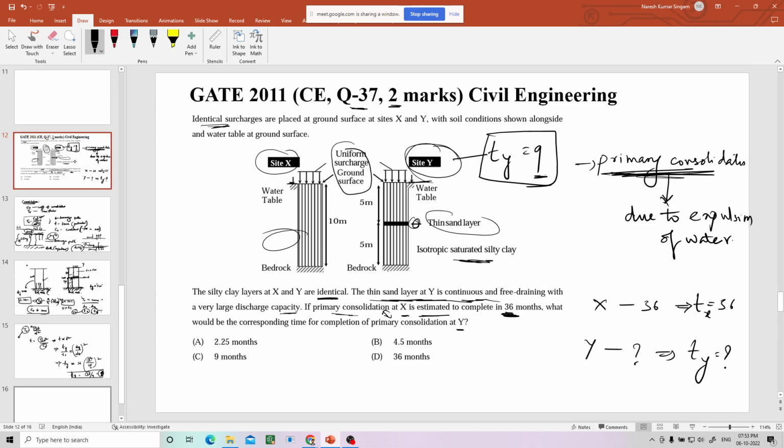Why? Can somebody tell me why it is? Okay, see, whenever water has to travel less distance to consolidate, it will take less time. That's it. It's common sense. So 9 months, C is the correct answer. Okay, so I hope it is cleared. So these are the 3 questions for this week.